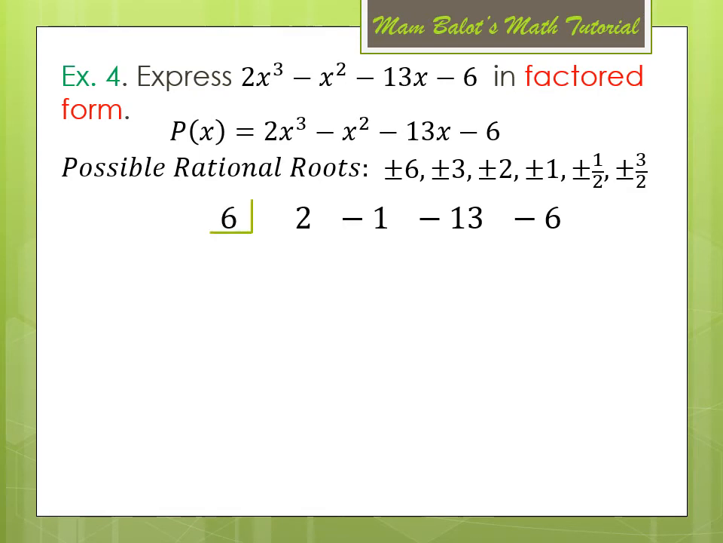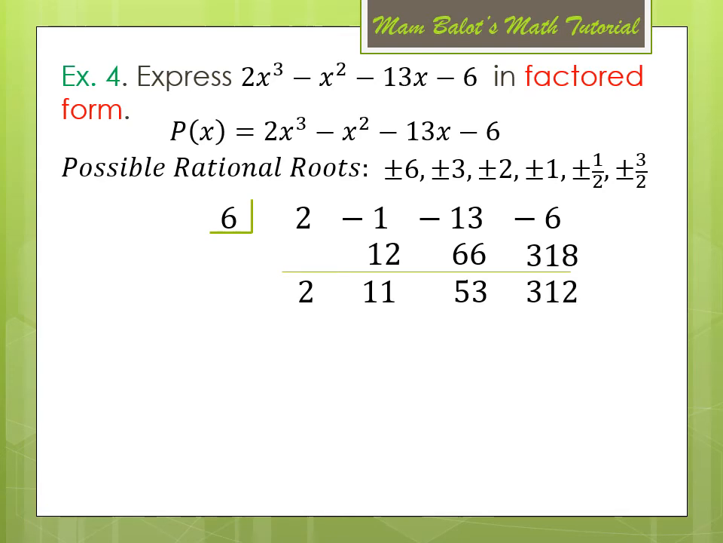If we try 6, we bring down 2 times 6, we got 12, plus negative 1, that would be 11, times 6, that would be 66, plus negative 13, that is 53, then 53 times 6 is 318, and if we add negative 6, that is 312. Since the remainder is not 0, that means 6 is not a root of this polynomial. So we will try another possible root.